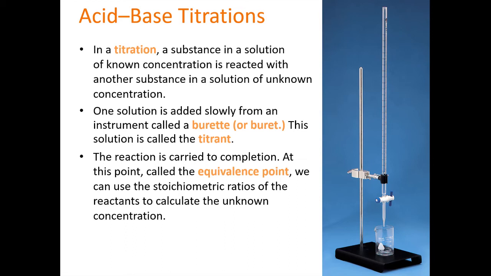Just a clarification. The titrant can be either the solution of known concentration or the solution of unknown concentration. It all depends on the experiment that you're doing. So you're going to be slowly dripping that titrant into a reaction beaker or flask where the other solution is until the reaction is carried to completion. We call that point the equivalence point. And at that equivalence point, we can use the stoichiometric ratios of reactants to calculate the unknown concentration.